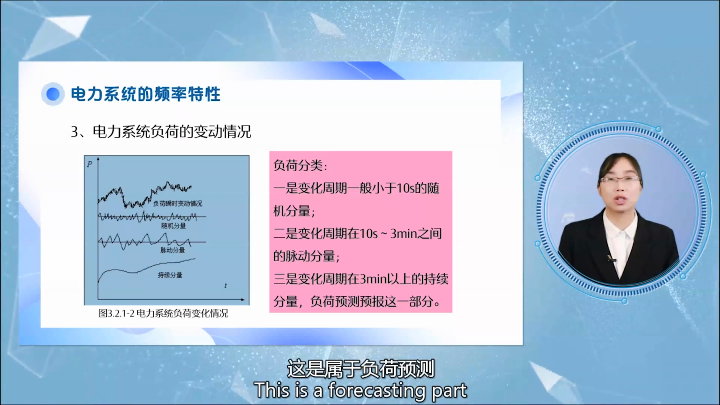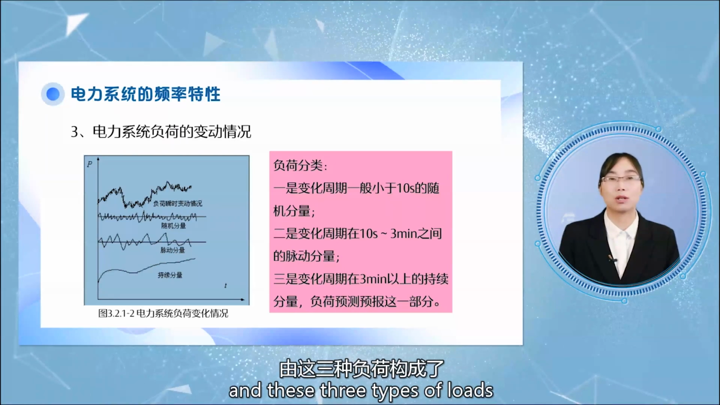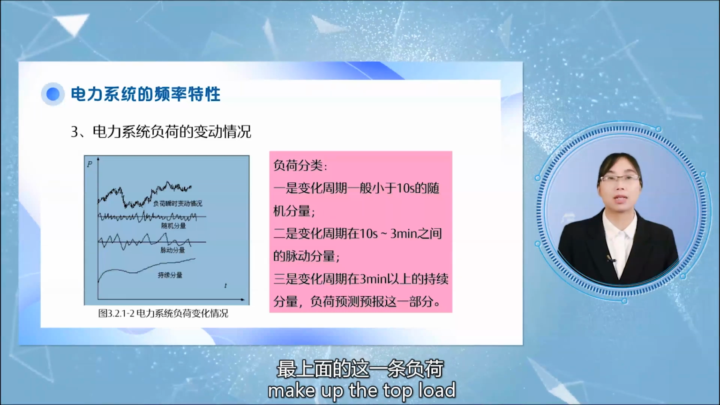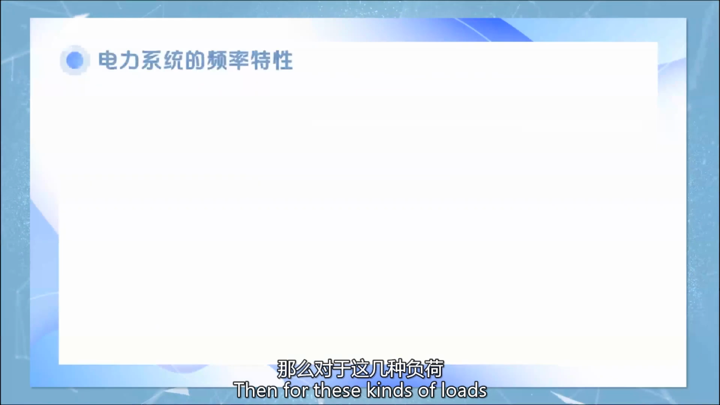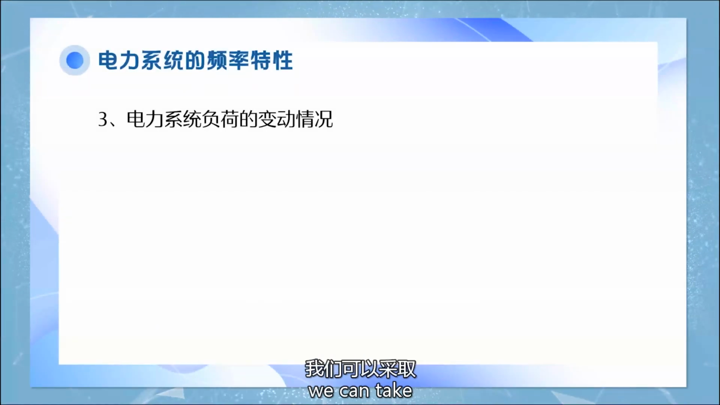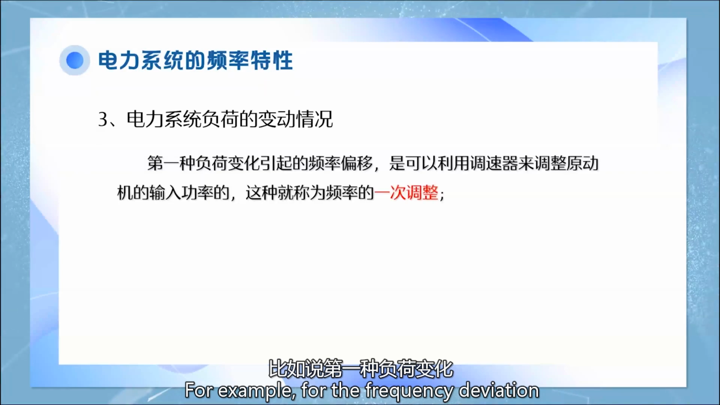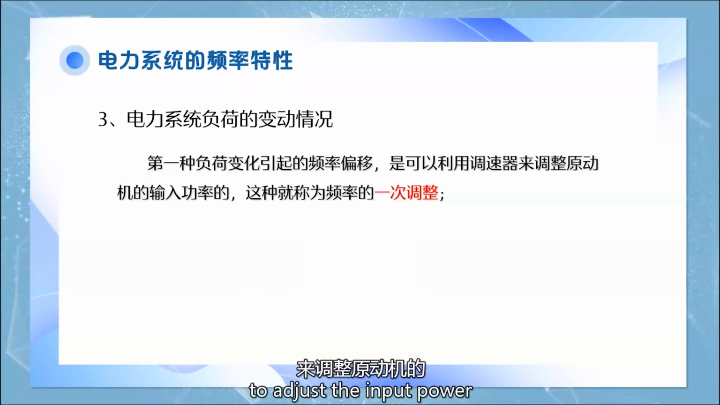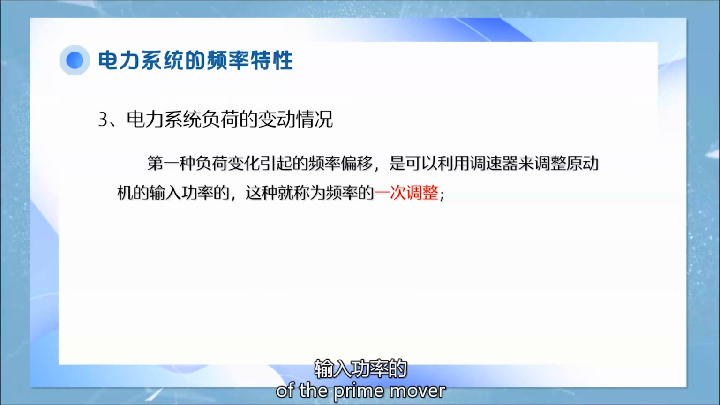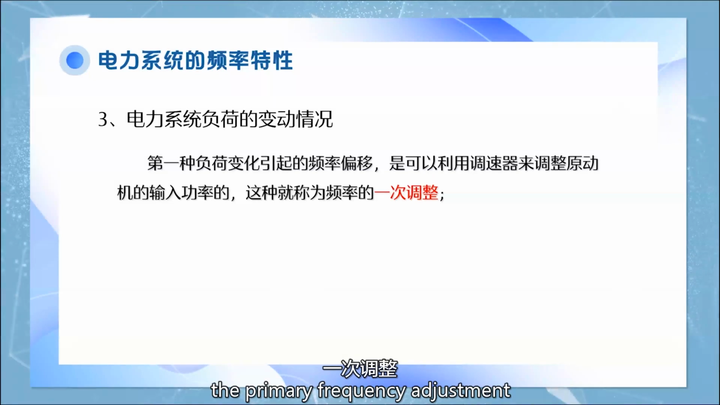This is a forecasting part of load prediction, and these three types of loads make up the total load, which is the curve of instantaneous change. Then, for these kinds of loads, we can take different adjustment measures. For example, for the frequency deviation caused by the first kind of load change, we can use the governor to adjust the input power of the prime mover, which is called the primary frequency adjustment.